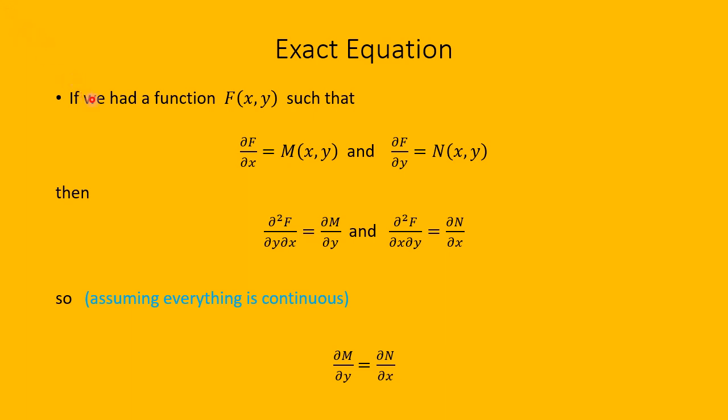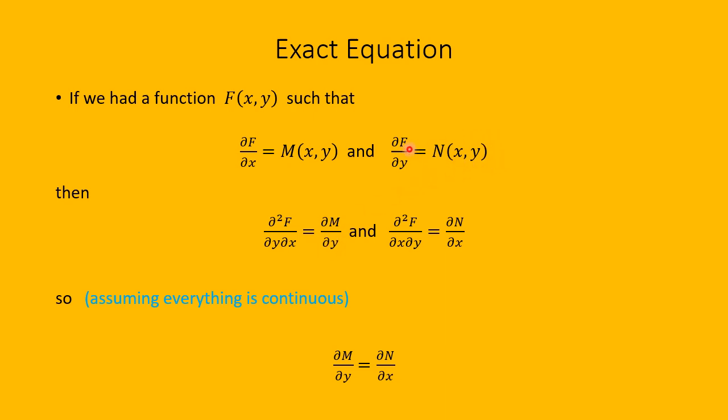Okay, well, if we did have a function f of x, y such that the partial derivative of f with respect to x equaled M and the partial derivative of f with respect to y equaled N, then we could say the following. Let's take this first equation and differentiate both sides with respect to y. So if I differentiate this with respect to y, we get the second partial derivative of f with respect to y and x. If we differentiate this right-hand side with respect to y, we just get the partial derivative of M with respect to y.